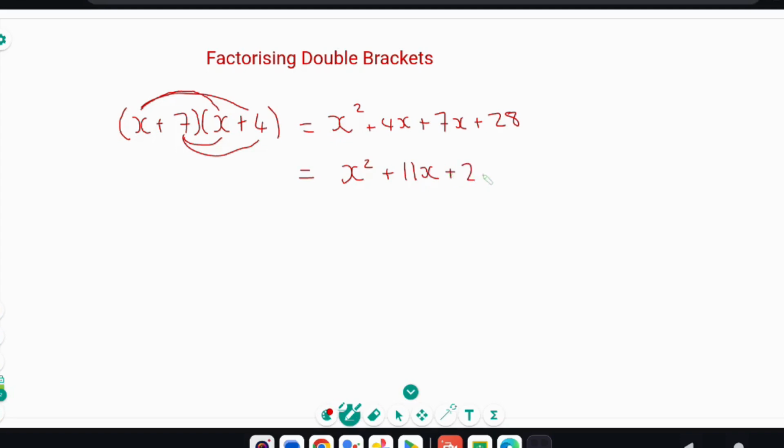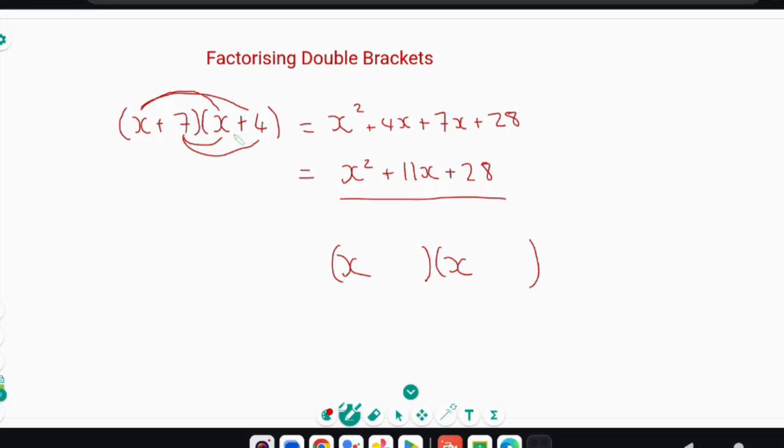Okay, so in a question, you would be faced with an expression like this, which is what we call a quadratic expression because it's got an x squared term in it. How do we factorise it? How do we put it back in brackets? Well, let's just compare this x squared plus 11x plus 28 with what we have here. So you notice, well, we have an x and an x. Okay, that's straightforward. 7 and 4.